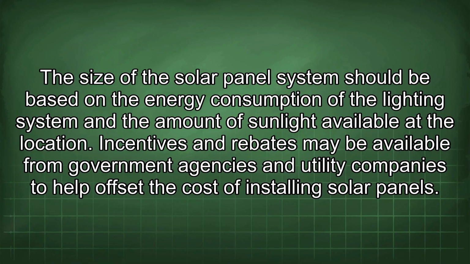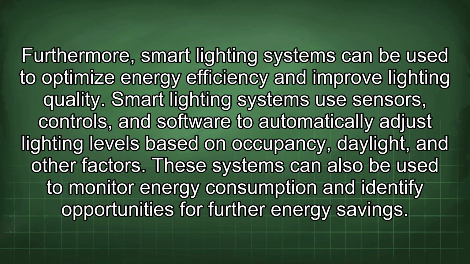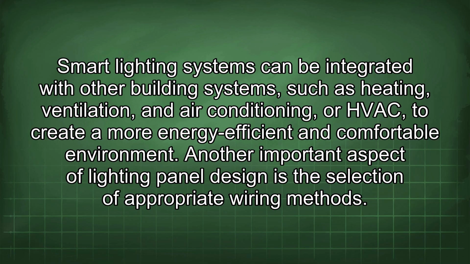Incentives and rebates may be available from government agencies and utility companies to help offset the cost of installing solar panels. Furthermore, smart lighting systems can be used to optimize energy efficiency and improve lighting quality. Smart lighting systems use sensors, controls, and software to automatically adjust lighting levels based on occupancy, daylight, and other factors. These systems can also be used to monitor energy consumption and identify opportunities for further energy savings. Smart lighting systems can be integrated with other building systems such as heating, ventilation, and air conditioning, or HVAC, to create a more energy efficient and comfortable environment.